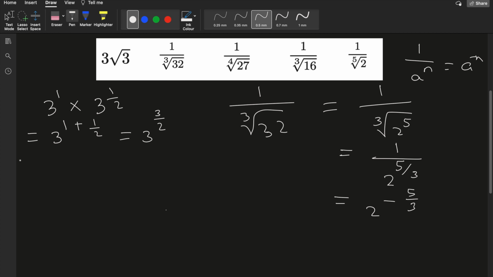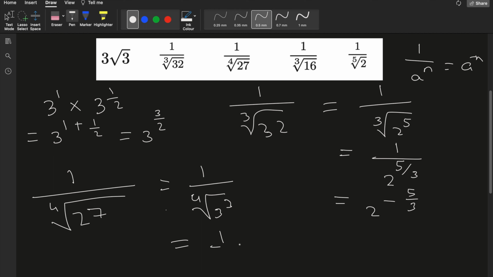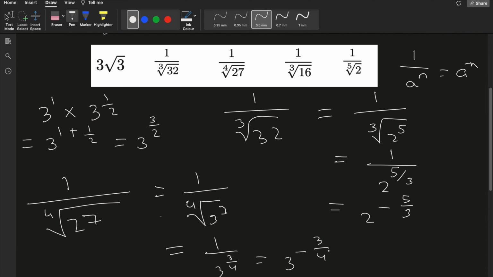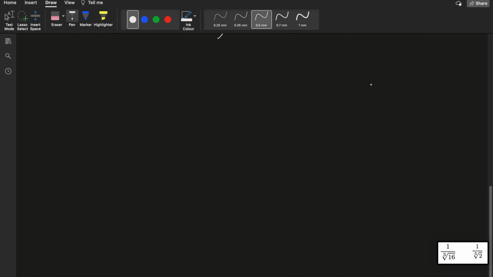Okay, so the next one, it's 1 divided by this one. 27 can be written as 3 to the power of 3, meaning 3 cubed. And then it would be 1 divided by 3 to the power of 3 divided by 4. And then this could be written as 3 to the power of negative 3 divided by 4. So that's our answer. And then let's solve these two.